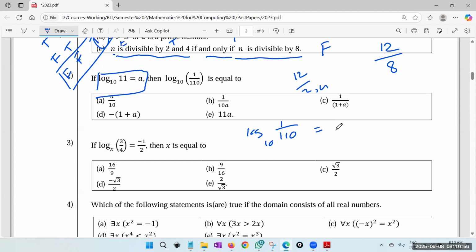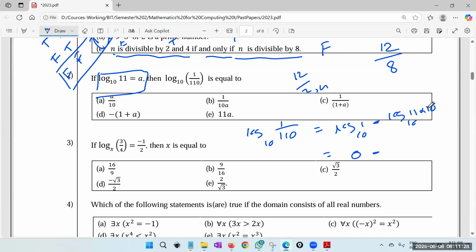I'll write this as log 10. Division is subtraction. So first I will do the division as subtraction. Log 10 1 minus log 10 110. 110 I can write as 11 into 10. And we know that log 10 1 is 0, because 1 is 10 to the power 0. So therefore, this is 0 minus.